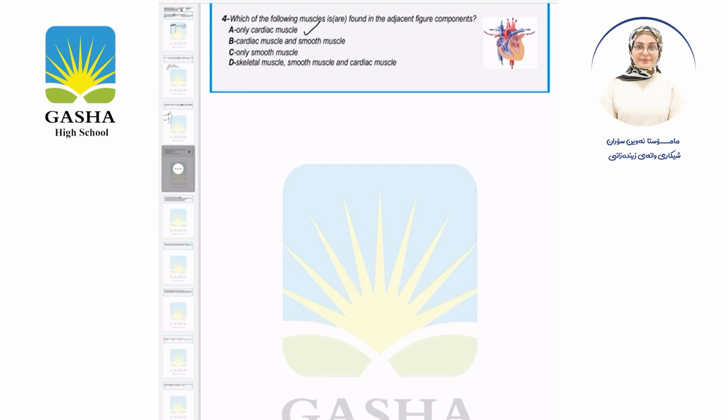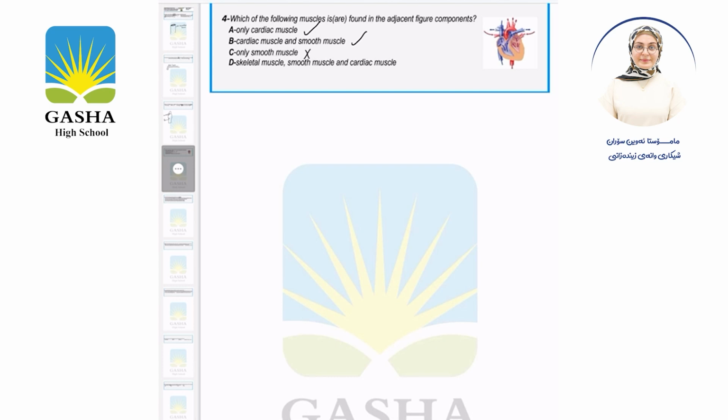B, cardiac muscle and smooth muscle. This one is also true because yes, our heart is composed of cardiac muscle, but at the same time, our veins and arteries have walls that contain smooth muscle for moving the blood. So this one is more true than choice A. C, only smooth muscle, is not true because it contains the cardiac muscle too.